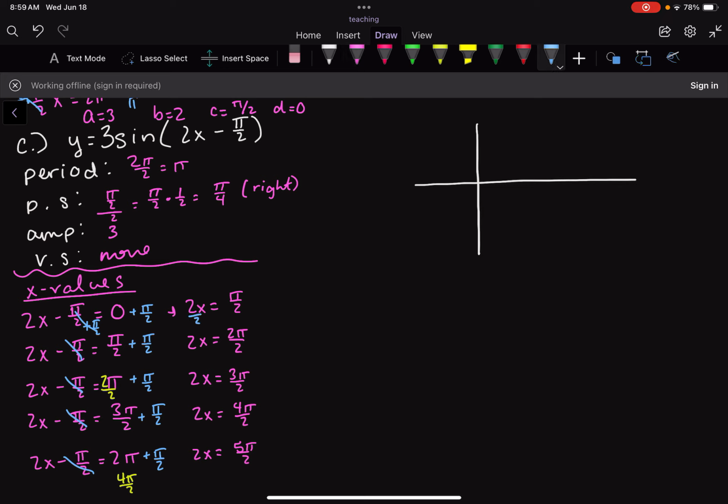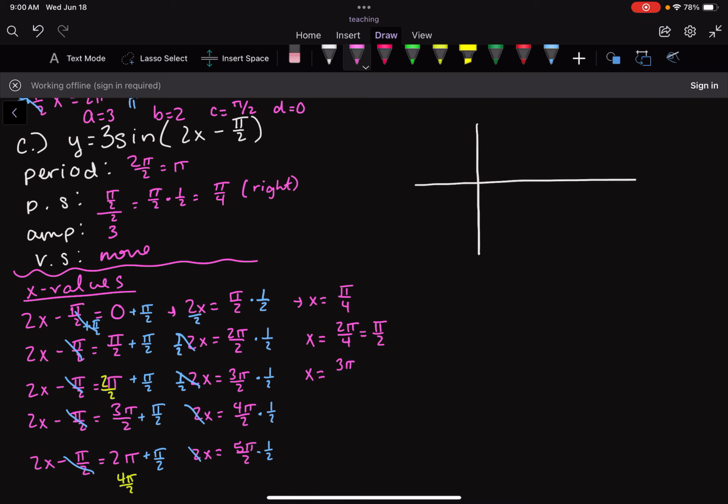Next, I'm going to divide by 2. Remember, dividing by 2 is the same as multiplying by a half. So if you want to think about it that way, that works as well. So let's see, I get x equals pi over 4. Well, that's good because that's also my phase shift. Next, I get 2 pi over 4. So that is going to simplify to pi over 2. I don't mind if you don't reduce it, but keep in mind that my math lab will ask you to. This is 2 pi over 4, which is also pi over 2.